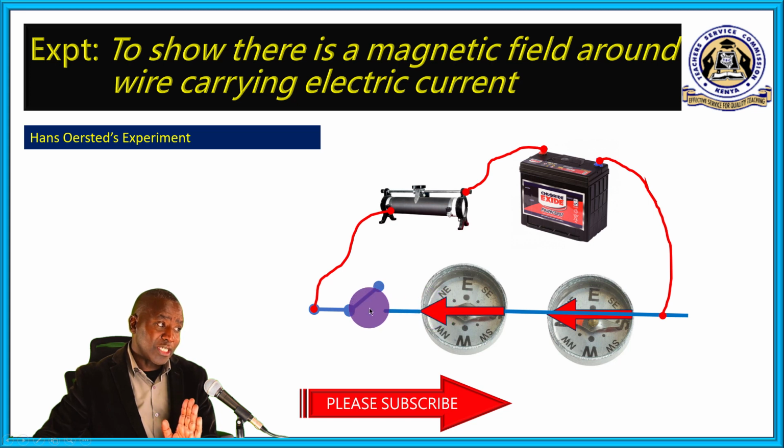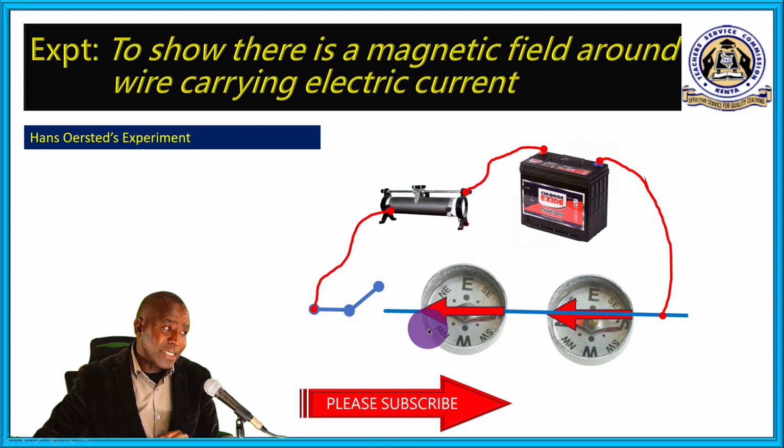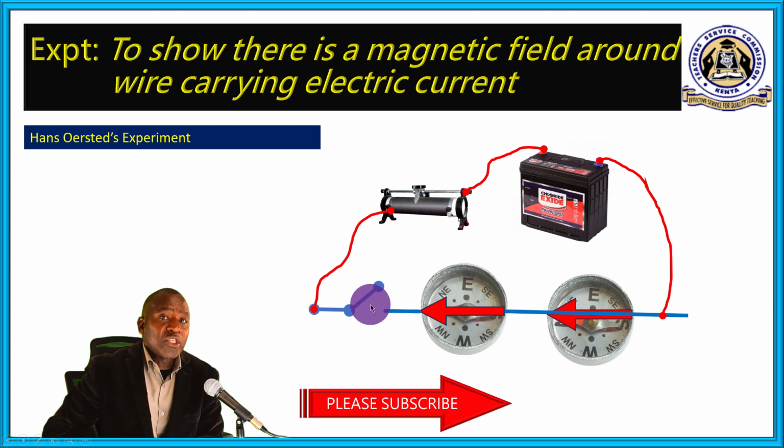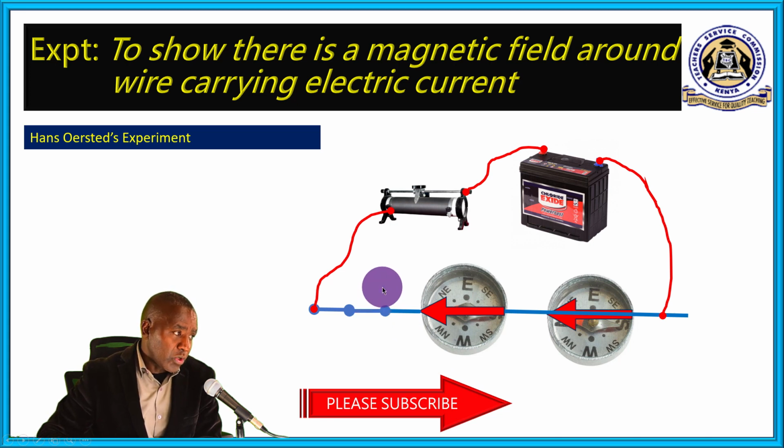Remember, it's not carrying current yet. There is no current in it because the switch is off. But the needles of the magnetic compass are already pointing in the north-south direction of the Earth because they are detecting the Earth's magnetic field. Now, let's see what happens when we switch on. So let's close this switch here, and after some time, that is what we are going to observe.